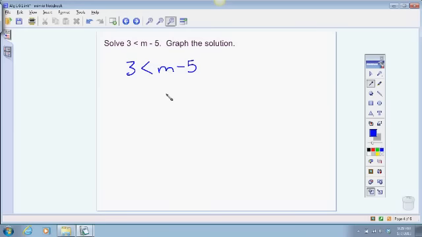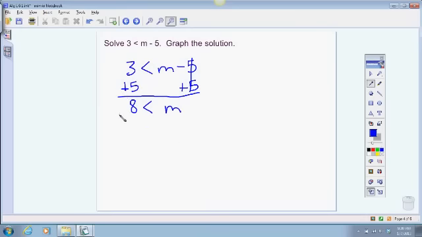What are we solving for? M. What do we have to get rid of? 5. Since it's minus 5, how do we get rid of it? Well, we add 5 to both sides. 3 plus 5 is 8. And we bring down our m. Our 5's cancel out. And then you bring down your inequality symbol.